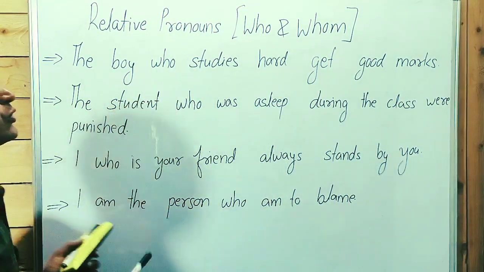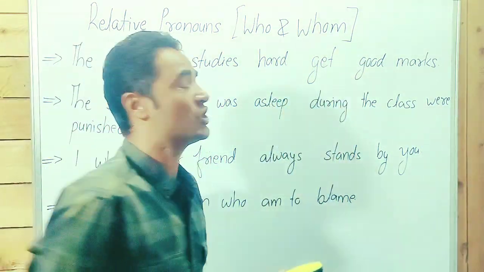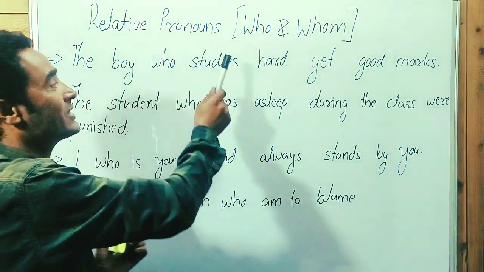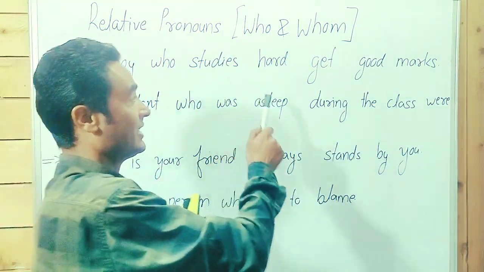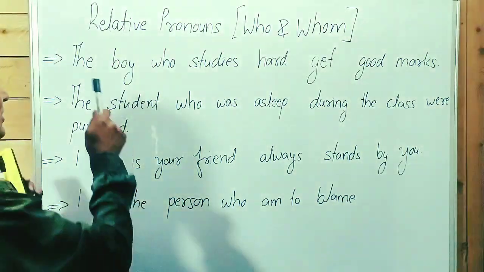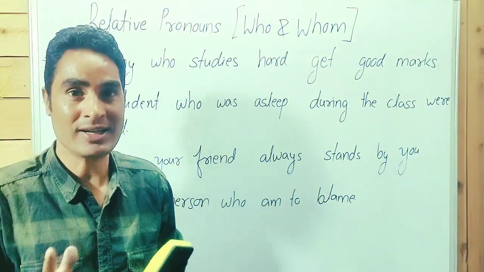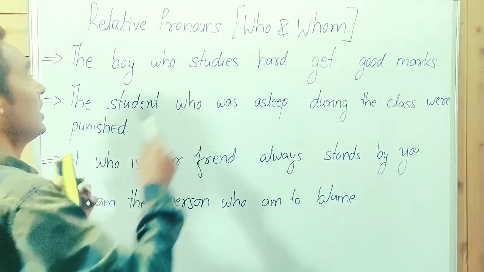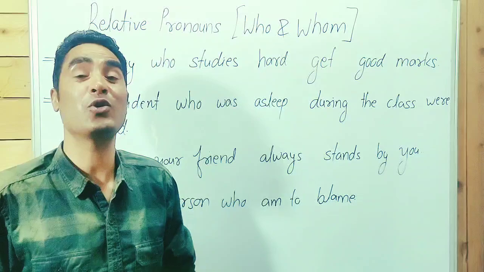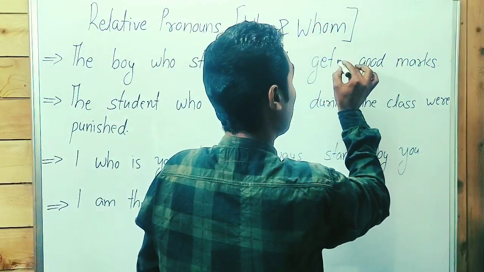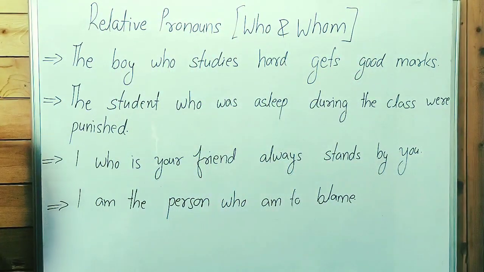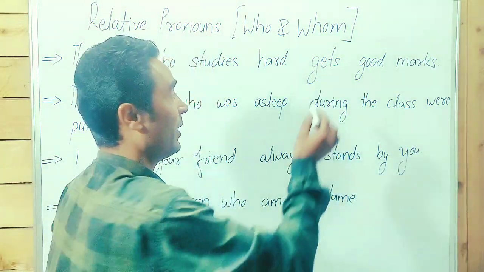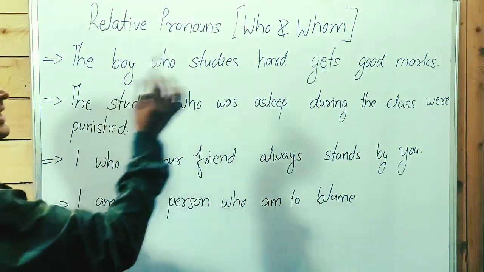The boy who studies hard get good marks. Guys, point: you know this is an incorrect sentence. The boy who studies hard gets good marks. Why? Because the boy is only one, a singular noun, and who is a relative pronoun. For a singular noun we use a singular verb. So get is a plural verb; gets is correct. The main verb is gets: the boy gets good marks.